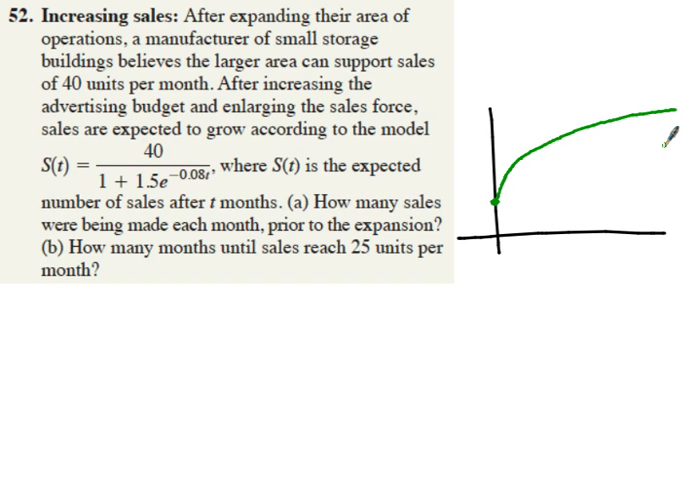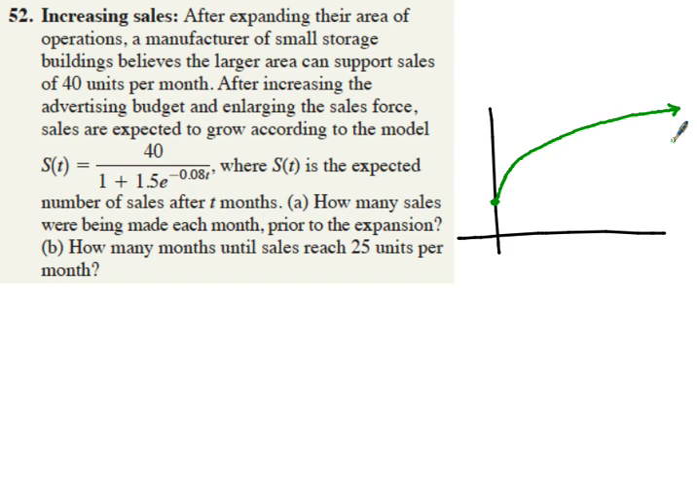We saw that with YouTube videos as well. We had the exponential growth early, but as people had seen a lot of it, it started to fade off, and it had this logarithmic kind of fade out. Okay? So we're going to look at the same concept with this increasing sales. The specific is we're going to look at a manufacturer of small storage buildings. So they're going to look for these small units, and they think that they can sell 40 units per month. That's going to be their maximum.